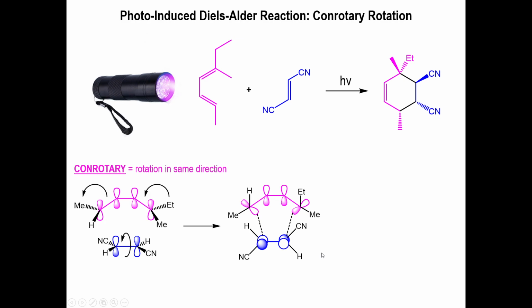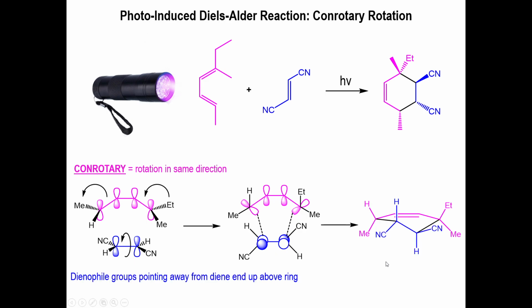And once again, the cyanos were trans to each other, so they still remain trans to each other. So the ultimate outcome is that we have changed how the ethyl and methyl groups are positioned with respect to each other. So this is technically a diastereomer of the Diels-Alder product that we would get if we only did this under thermal conditions and no UV light exposure whatsoever. So you can literally change the stereochemistry and the regiochemistry of these things just by doing that. And it's a really nifty approach.